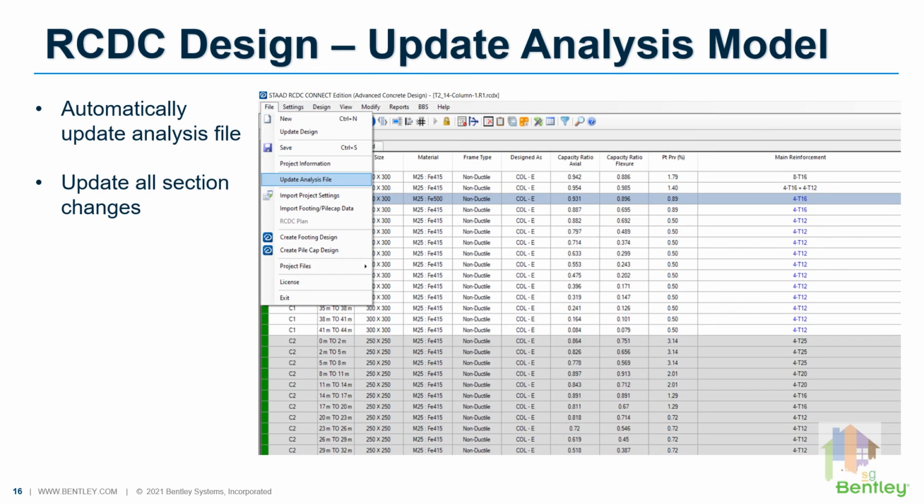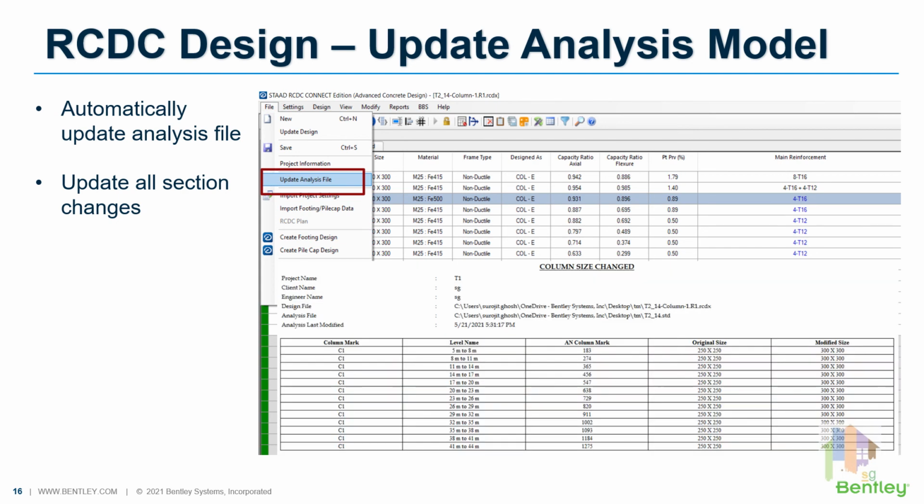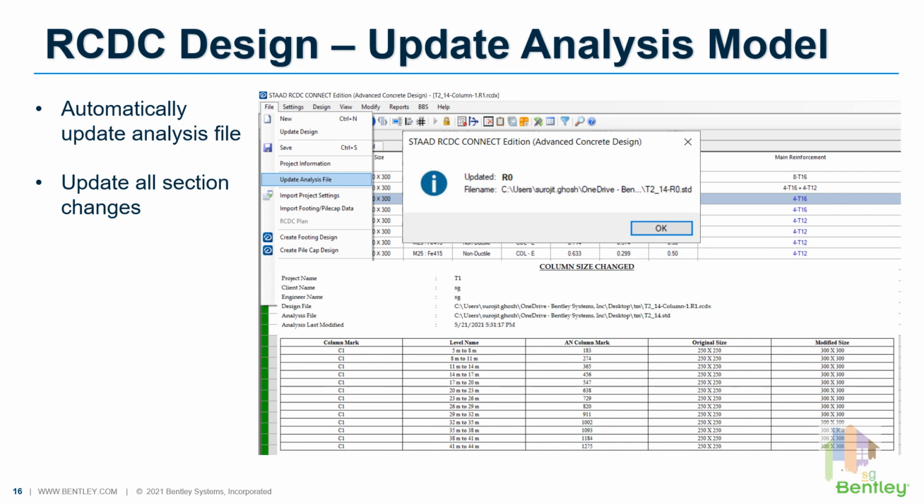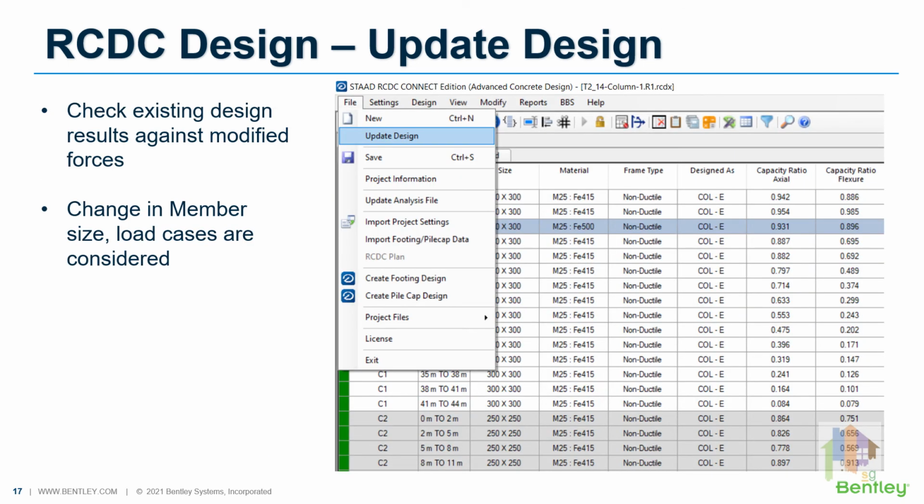Now, if you change any member section, then that must be modified in the analysis model as analysis forces will also change. In RCDC, you have the option to update the analysis model based on the change in section size during design. You don't have to remember all the changes and then go back to STAAD model and manually modify everything. Rather, you can simply update the analysis model from RCDC and the program creates a new model in the same location with file name R1 or revision 1. This file is the modified model, and if you want, you can further reanalyze the model and based on the changed analysis results, update the design file.